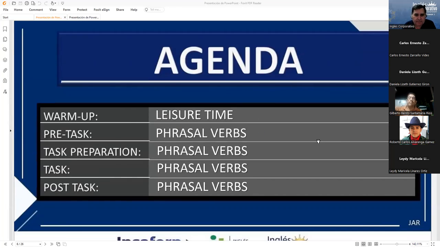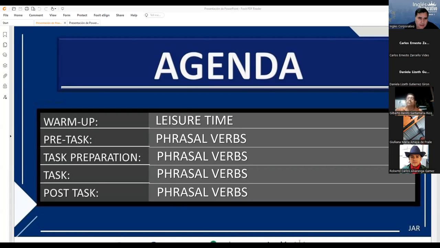This is the agenda. Today we're going to be working on leisure time and then phrasal verbs. Before we go to the warm-up, we're going to have the attendance.